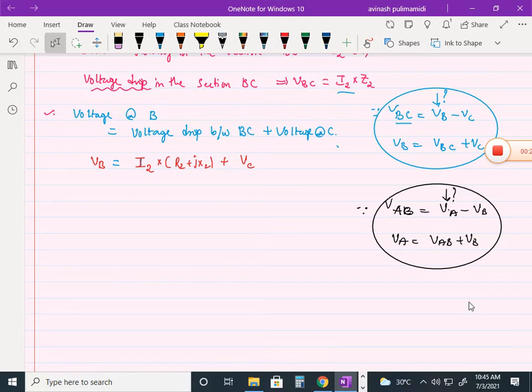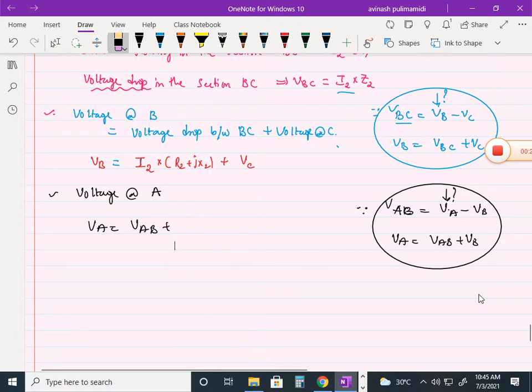You have to keep remembering this one. Next, voltage at A. Voltage at A will be VA equal to VAB plus VB. What is VAB? VAB is equal to, what is the AB section current? It is I1 plus I2.